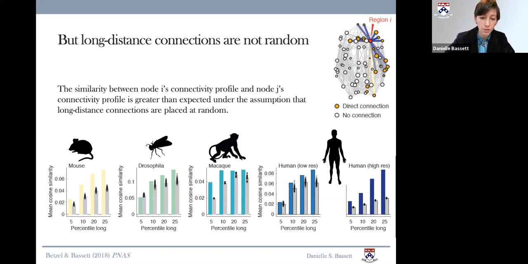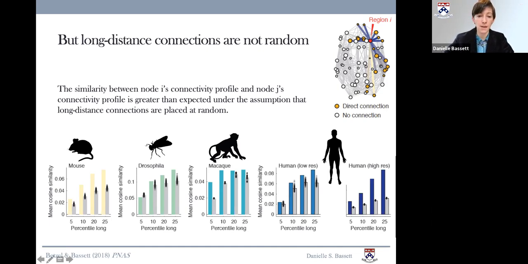And so what I want you to notice is that the colored bars are consistently higher than the gray bars. And what that means is that the cosine similarity of these connectivity patterns, particularly for the long distance edges, is higher than expected in a randomly rewired network. That means that long distance connections are not placed at random. There's some shared variance here that's driving that cosine similarity up higher. And what that also means is that the small world model is not going to be a sufficient explanation for what we're seeing.